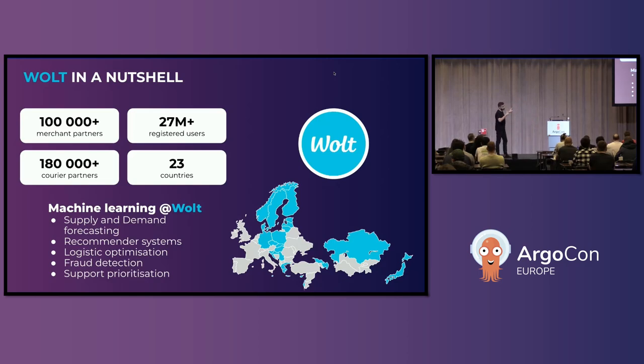What we care about is machine learning. We have different use cases for ML at Wolt, so I'm just going to explain them, and then we can start the talk. The first one is supply and demand forecasting. That's what we do when we try to predict how many people are going to order next week. Do we need courier partners next week? Do we need to buy more things for our supermarkets as well? Because we also have our own supermarkets.